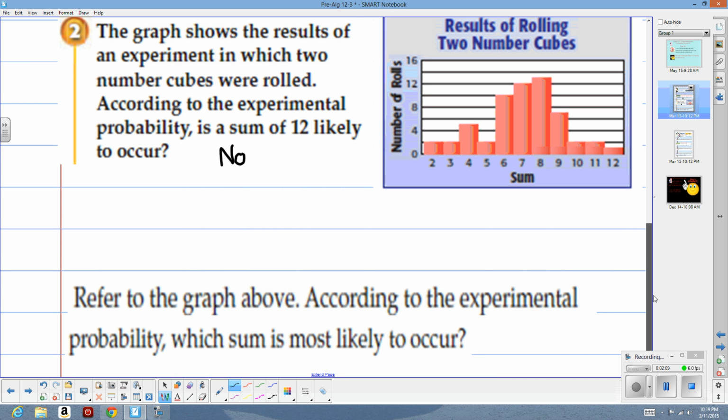Referring to the graph above, according to the experimental probability, which sum is most likely to occur? Well, the one that's most likely is this one right here because it happened the most often. So a sum of 8 is most likely to occur.